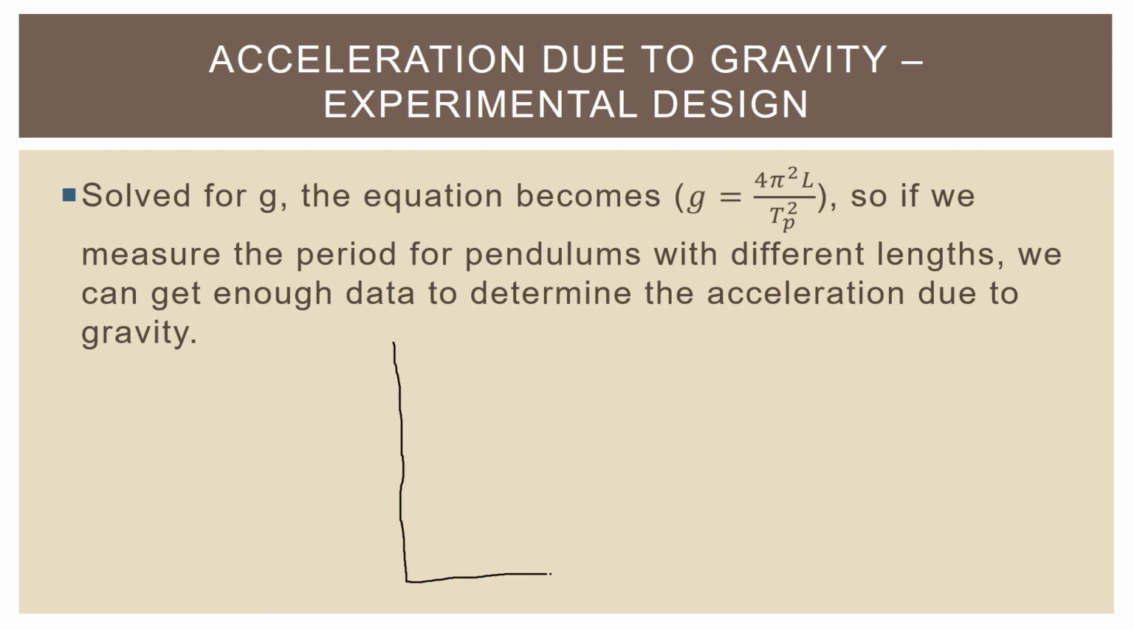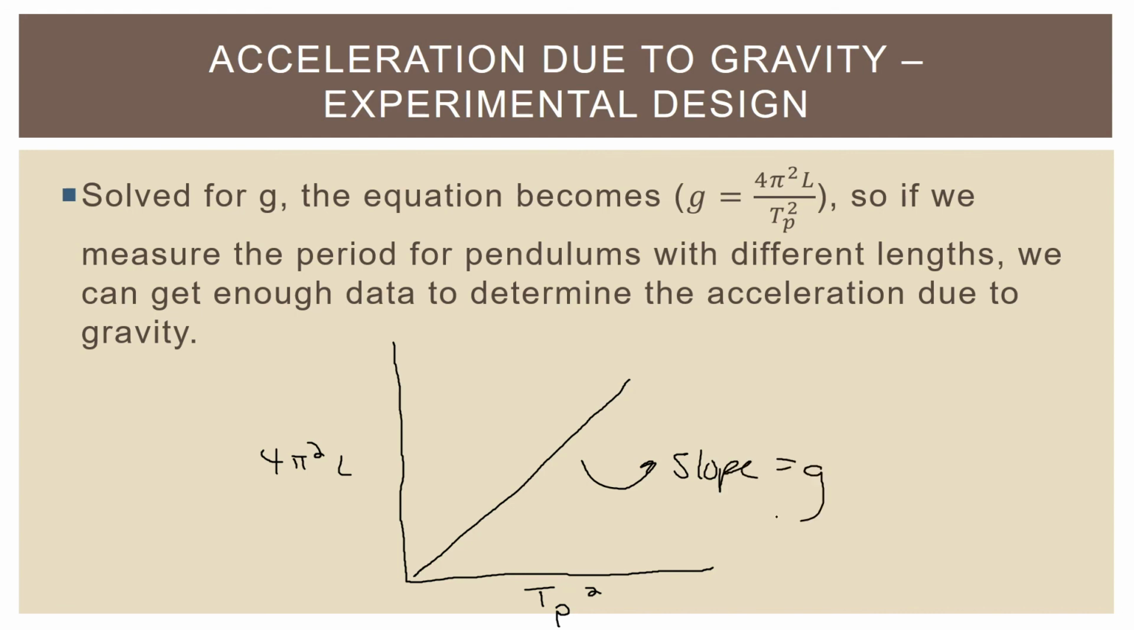Experimental theory says if the actual physics equation says g equals 4 pi squared L over the period squared, if I graph 4 pi squared L versus the square of the period, then I should get a straight line on the graph. And that straight line should have a slope that is equal to g.